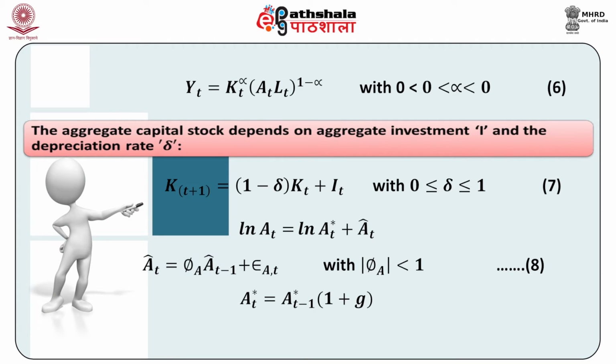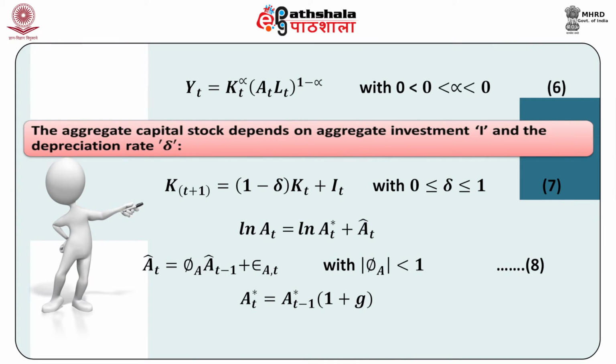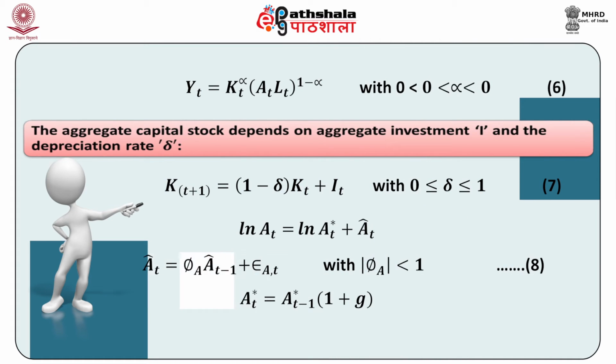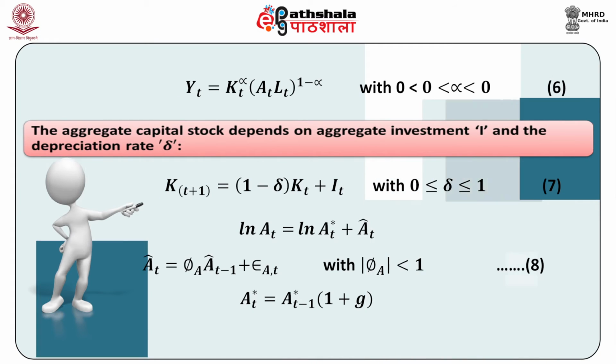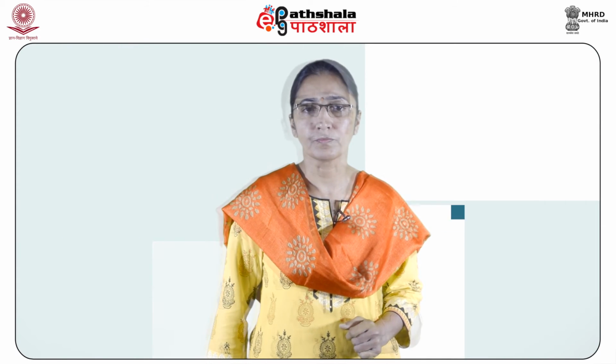As discussed before, here the productivity parameter A follows a stochastic path with trend growth g. Log at is equal to log at star plus at hat. At hat is equal to phi a into at-1 hat plus the error term eat, with phi a less than 1. At star is equal to at-1 star to be multiplied with 1 plus g. Here the stochastic shock eat is independent and identically distributed, that is iid, with mean 0. The variables evaluated on the balanced growth path are denoted by a star, and the log linear deviations from the balanced growth path are denoted by a hat, so that a hat is equal to log a minus log a star.